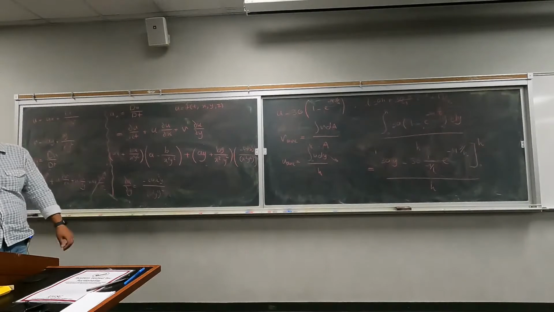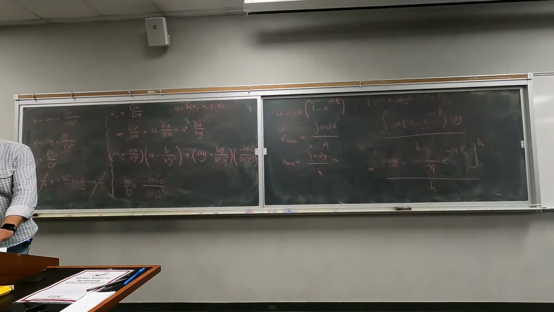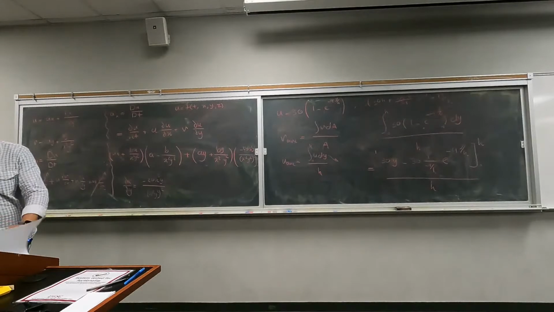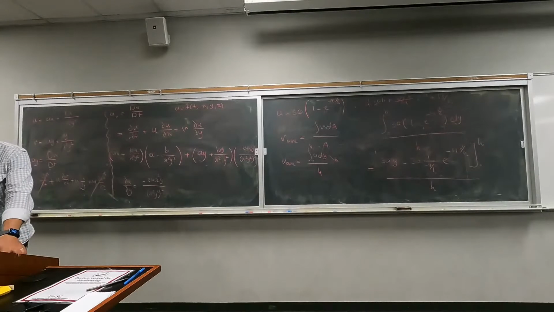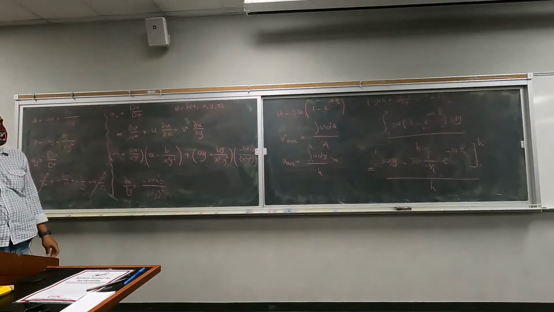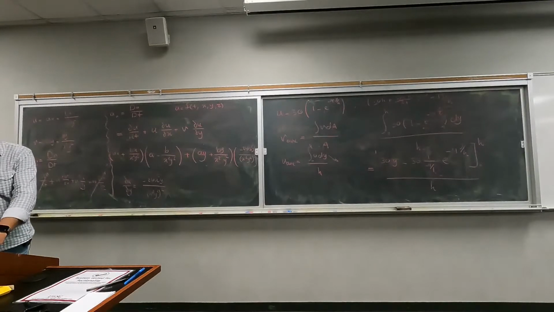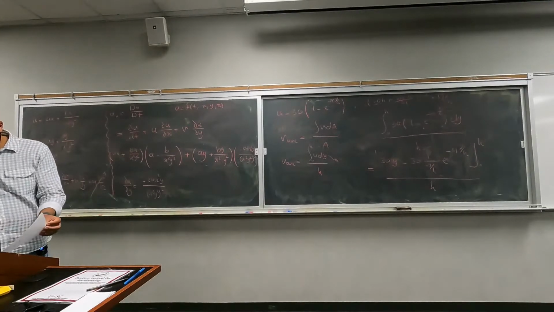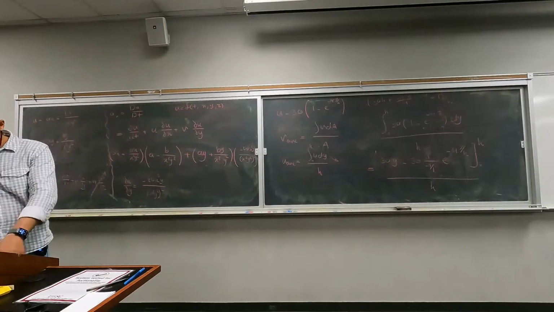No. Let's move on. U equals 30 square root of. Let's move on to the next problem. What is the next problem? Let's see. Time is up.